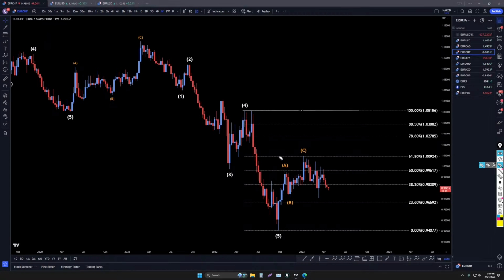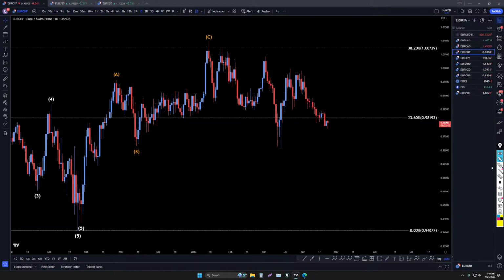I personally still don't see any reason to think that this is not the end of a wave C right here, and that this is not going to actually just keep on drifting down. There's definitely a little bit of doubt because of this 1, 2, 3, 4, 5 shape right here, but so far we have definitely not broken any structure, so the trend is definitely still down.